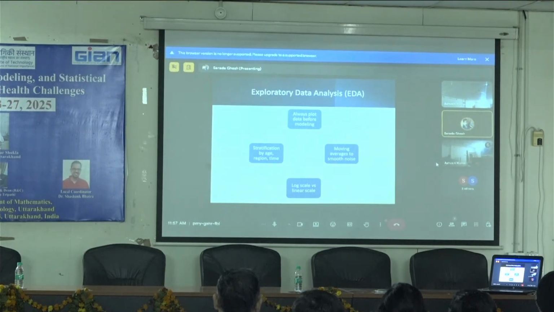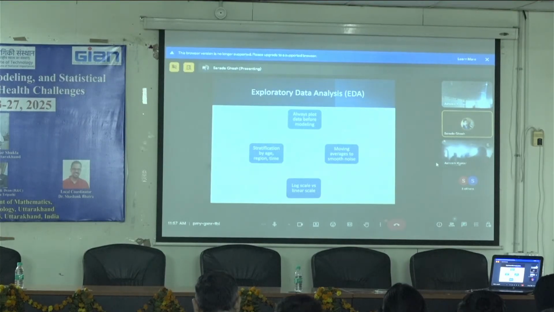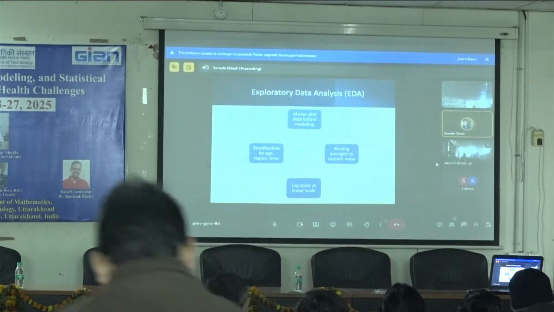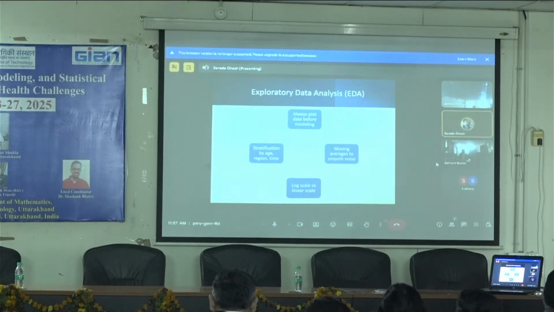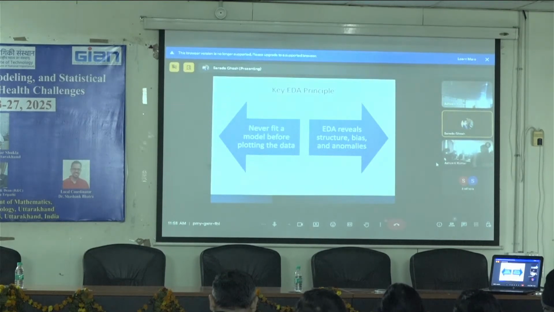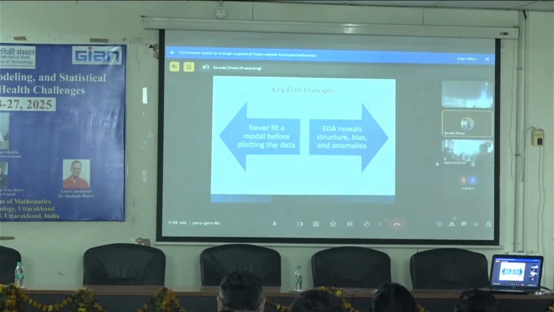Next one is the purpose of exploratory data analysis: to identify data problems or any abnormalities, like whether the data contains all the important parameters or confounders or anything else. So here the key message is always explore and visualize the data before fitting the model. This is the fundamental of exploratory data analysis. Never fit a model before plotting the data, and exploratory data analysis reveals the structure, bias and anomalies.